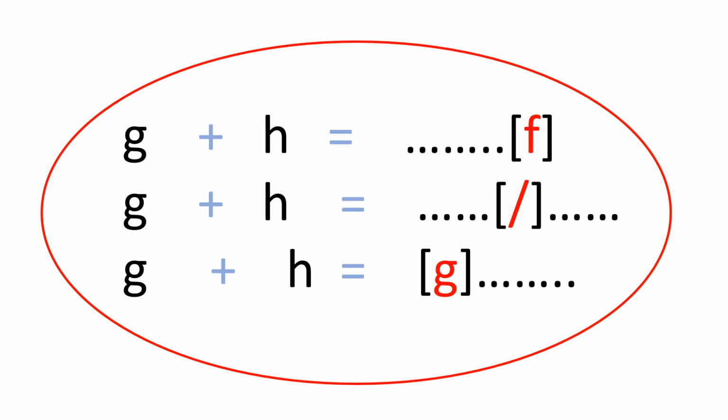G and H. If it appears at the end of a noun, we pronounce it like the sound F. And if it appears in the middle of the noun, we don't pronounce it. And if it appears at the beginning of the noun, we pronounce it G. Let's see the examples.